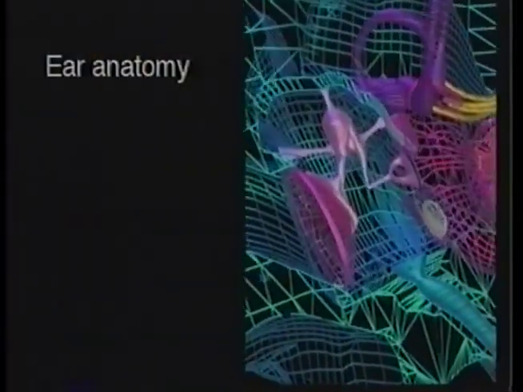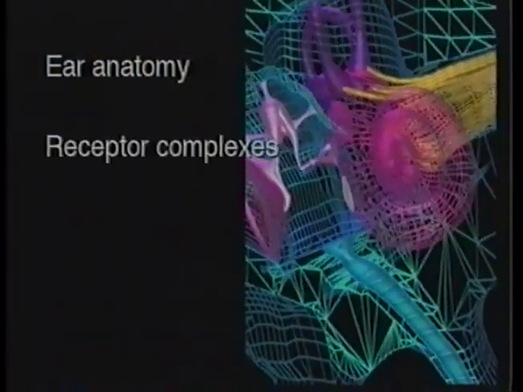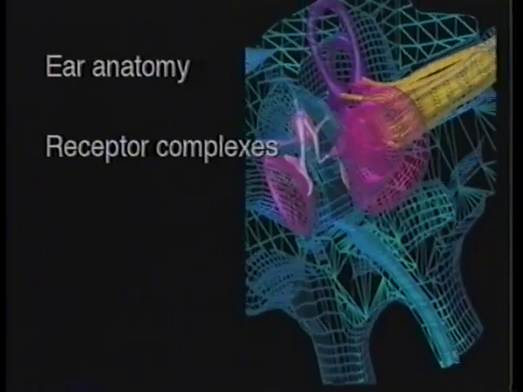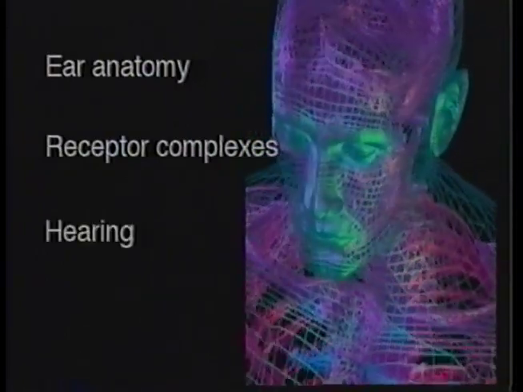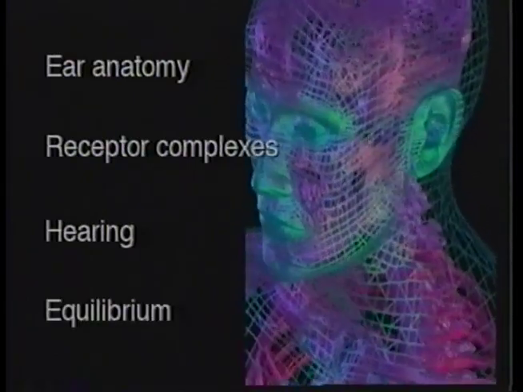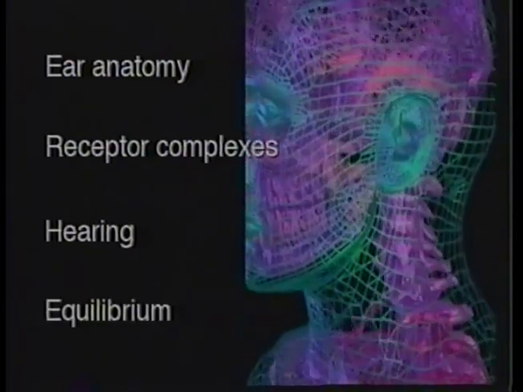To begin to answer some of these questions, we will look at an overview of hearing and balance. First, we will examine the anatomy of the ear. Then we'll take a closer look at the receptor complexes of the inner ear. Then we'll describe the physiology of hearing and explain how our ears detect changes in equilibrium.